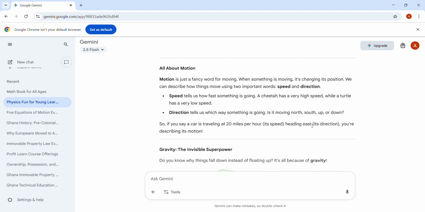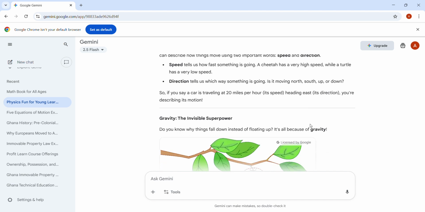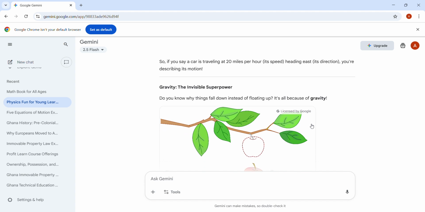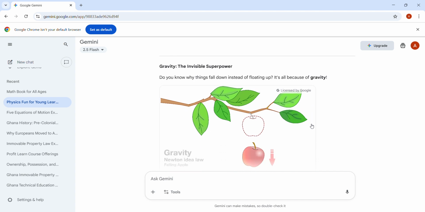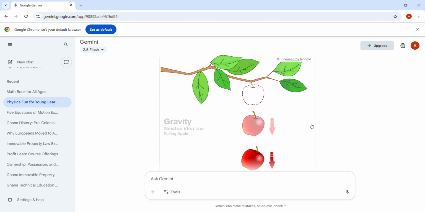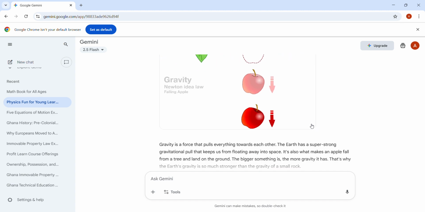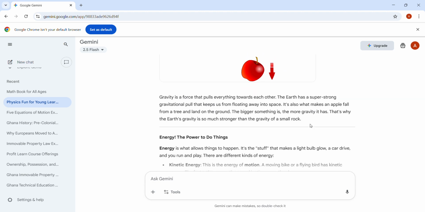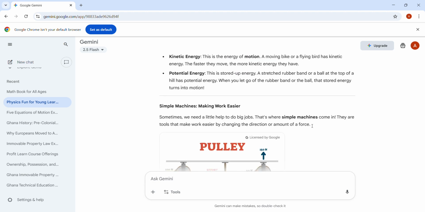If speed has another dimension added, then it's velocity. Somebody will call it the invisible superpower, that is gravity. So when an apple falls, according to Newton, why doesn't the apple go into the sky but falls down? Something pulls it, and this is a universal occurrence.